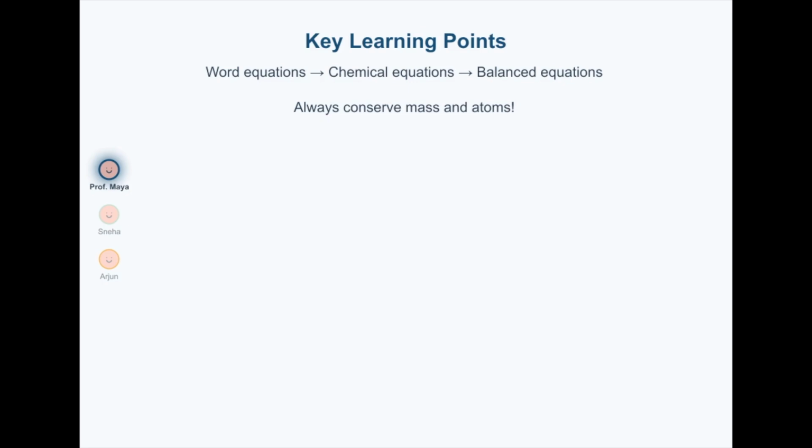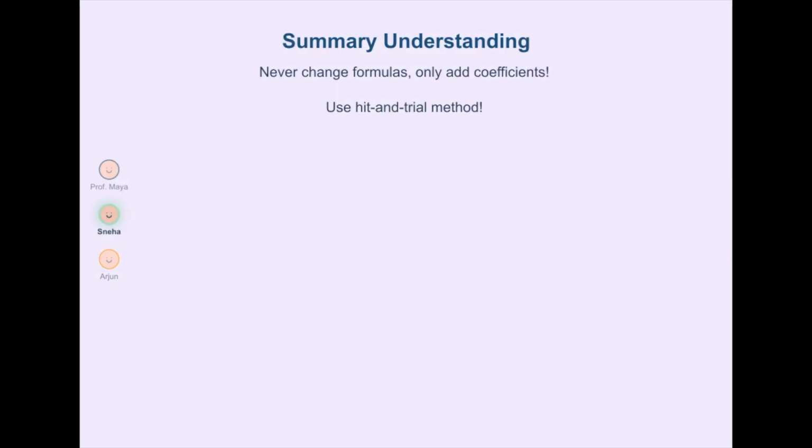Today's key learning: we progress from word equations to chemical equations to balanced equations, always ensuring we conserve mass and atoms. I understand now, Professor Maya. Never change the formulas inside the boxes. Only add coefficients. Use the hit and trial method to find the right numbers.